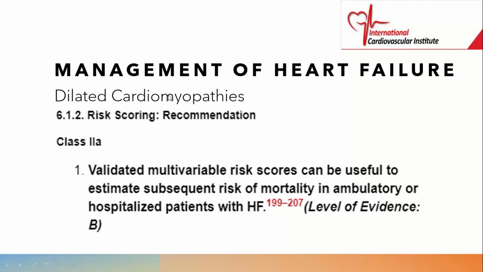So the multivariate risk scores can be useful to estimate subsequent risk of mortality in ambulatory or hospitalized patients. So it only gets a class 2A indication. So you don't really have to do it, but if you can do it, you probably should because it helps you to determine how sick the patients are, and how well they're going to do.